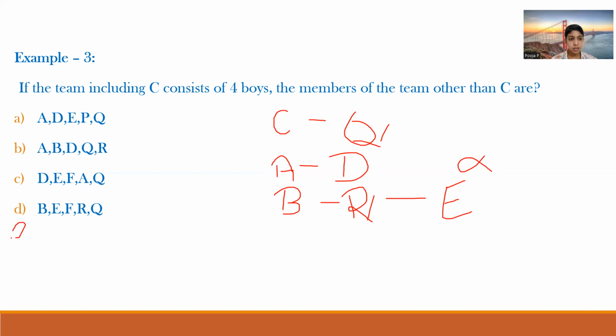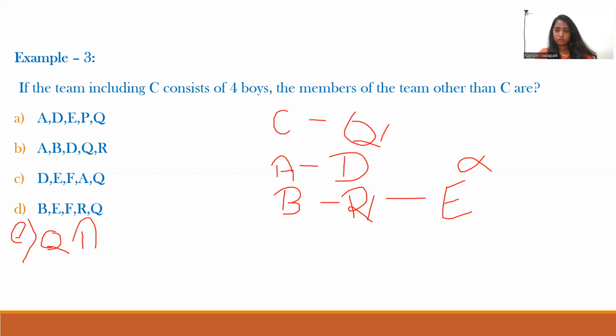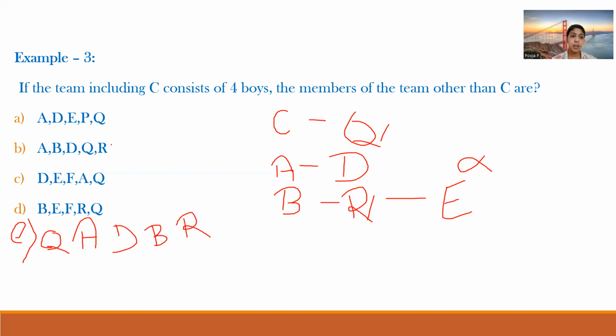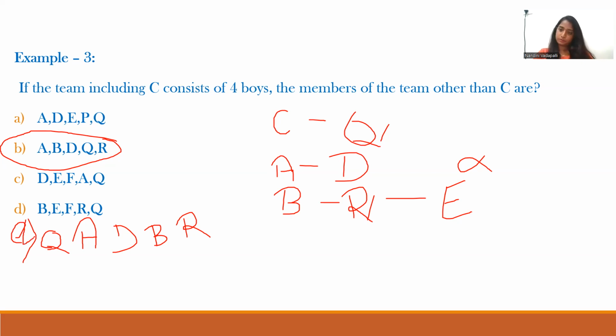Okay. Let's take the option. Okay, they've mentioned other than C. So ma'am, I think we have to take the other than C option. Yes. So Q, A, D, B, and R. Okay, so this question is clear. How about others? It's clear. Yes, ma'am. All right.